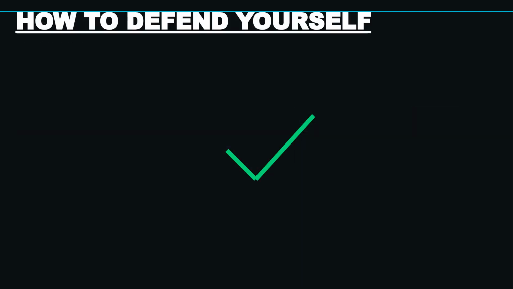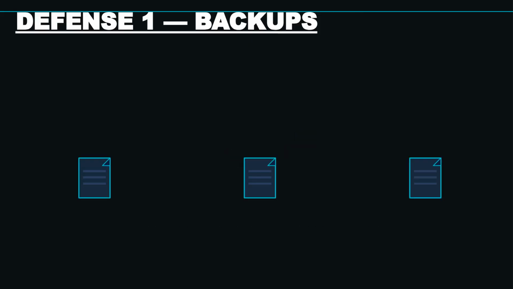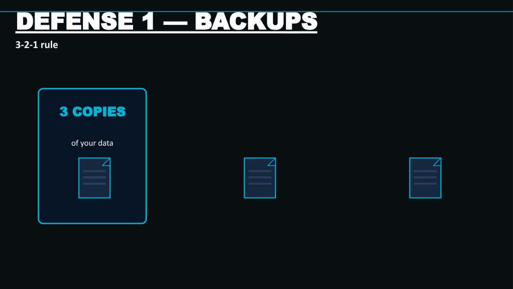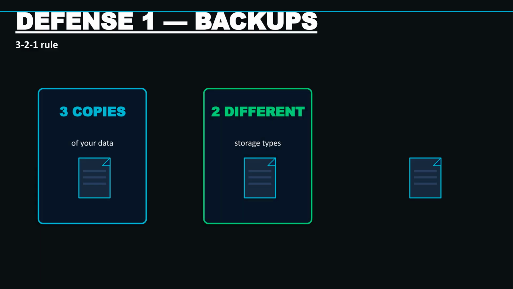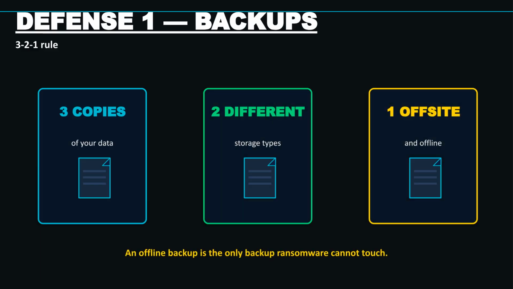How do you defend against ransomware? There is no silver bullet. Good defense is layered so that if one fails, another catches the attack. Let's look at the most important layers. Defense 1 is backups. Follow the 3-2-1 rule. 3 copies of your data on 2 different storage types, with 1 copy kept off-site and offline. An offline backup is key as ransomware cannot reach it.